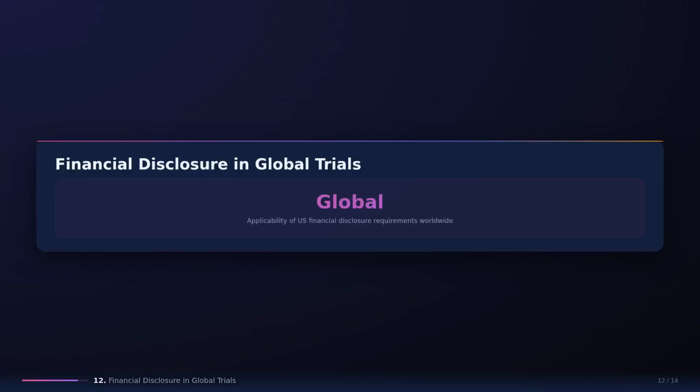For global clinical trials that will be submitted to the FDA, U.S. financial disclosure requirements apply regardless of where the study was conducted. This creates unique challenges when working with investigators in countries where financial disclosure norms differ. Translation of forms, cultural sensitivities around discussing personal finances, and differences in compensation structures must all be managed carefully. Sponsors should build these considerations into country-specific feasibility assessments and investigator selection processes.